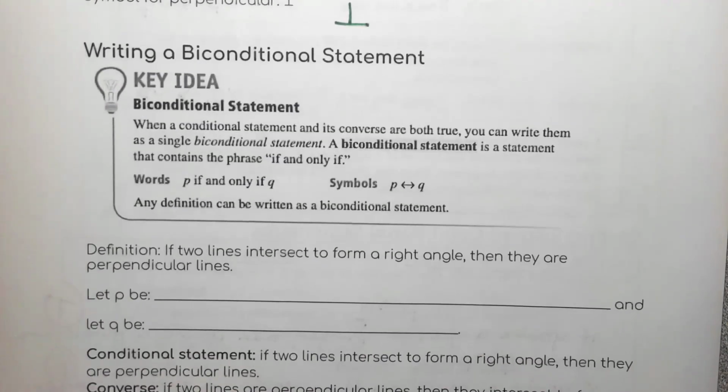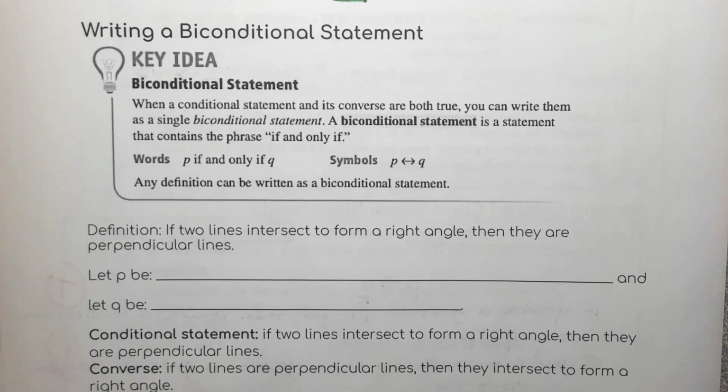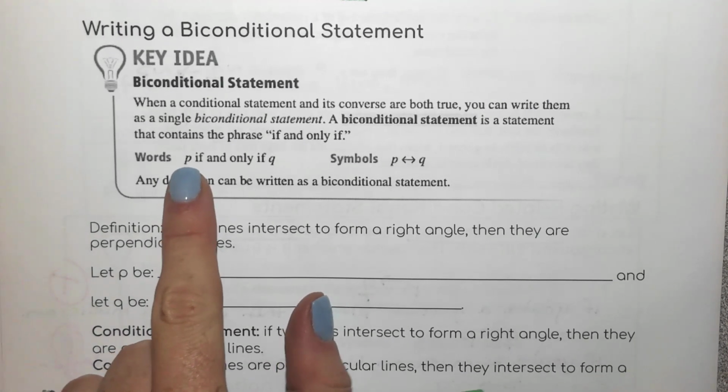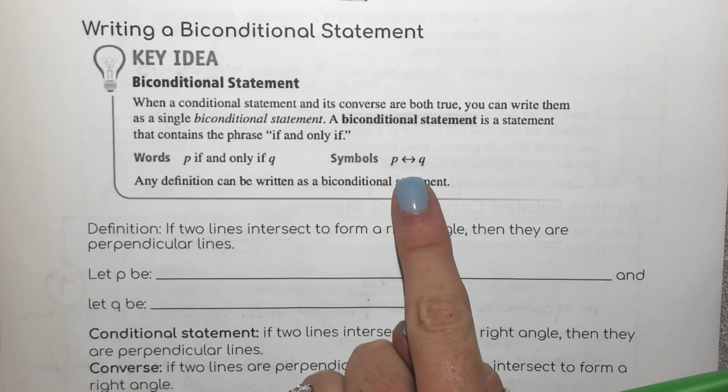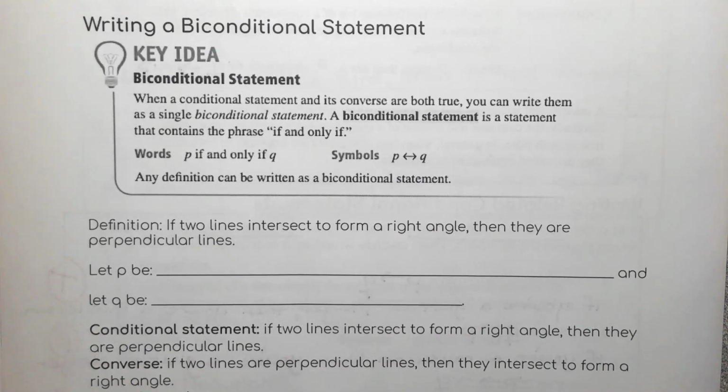All right, a biconditional. When a statement is true for both its conditional and its converse, like a definition just was, you can write it as a single biconditional. A biconditional statement uses the phrase if and only if. So, we write it as P if and only if Q. And the symbol, what's different about it? The arrows go both ways because we're saying it's true this way and this way. So we say if and only if it can be true both ways.